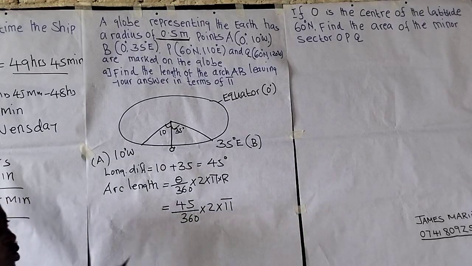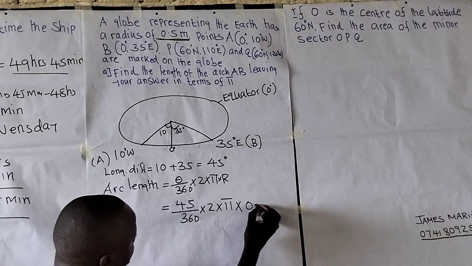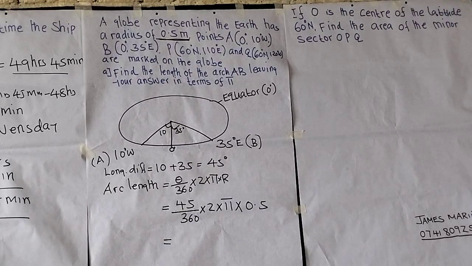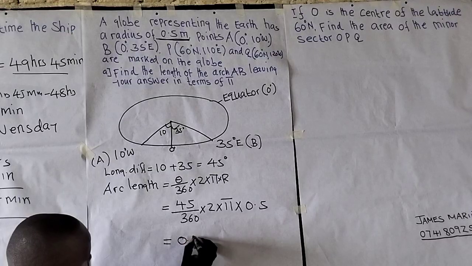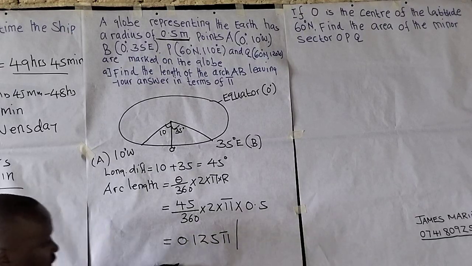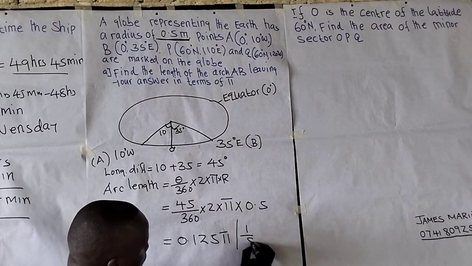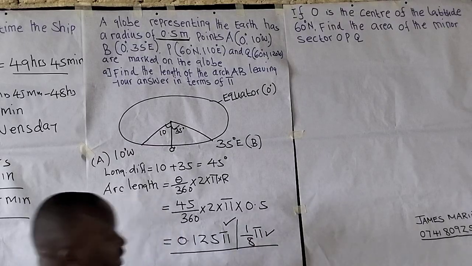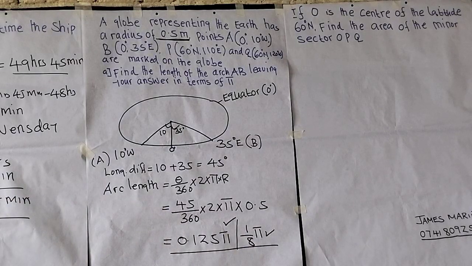Pi remains because we are supposed to leave our answer in terms of pi, times the radius, which is 0.5. This is equivalent to 0.125 pi, or you can also get this in terms of 1 over 8 pi. So that is how you get the length of the arc AP, leaving your answer in terms of pi.